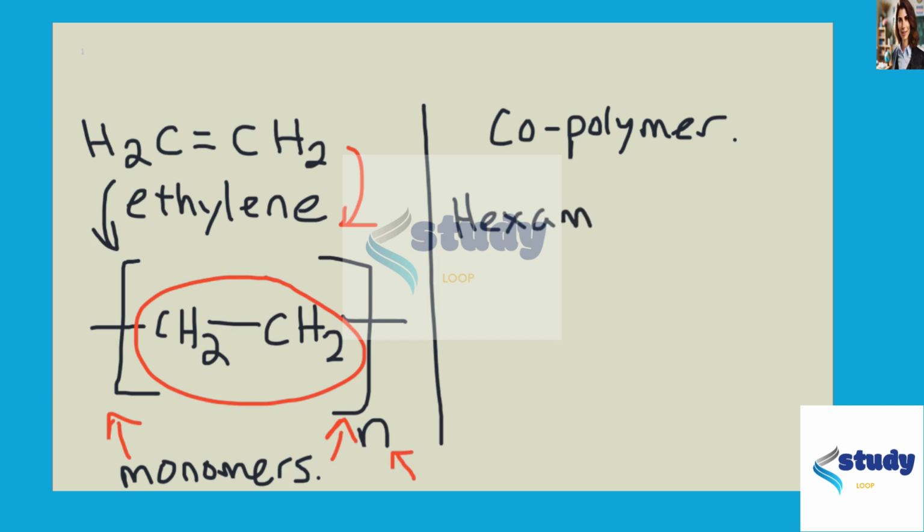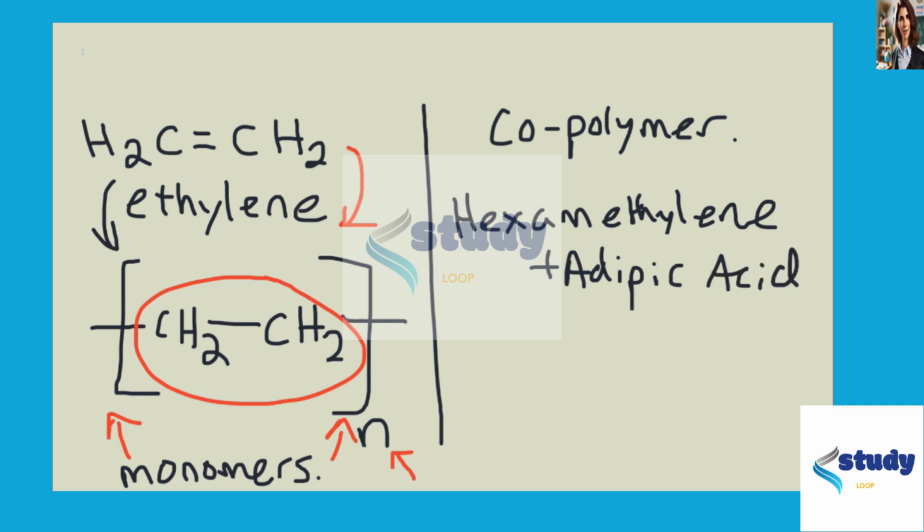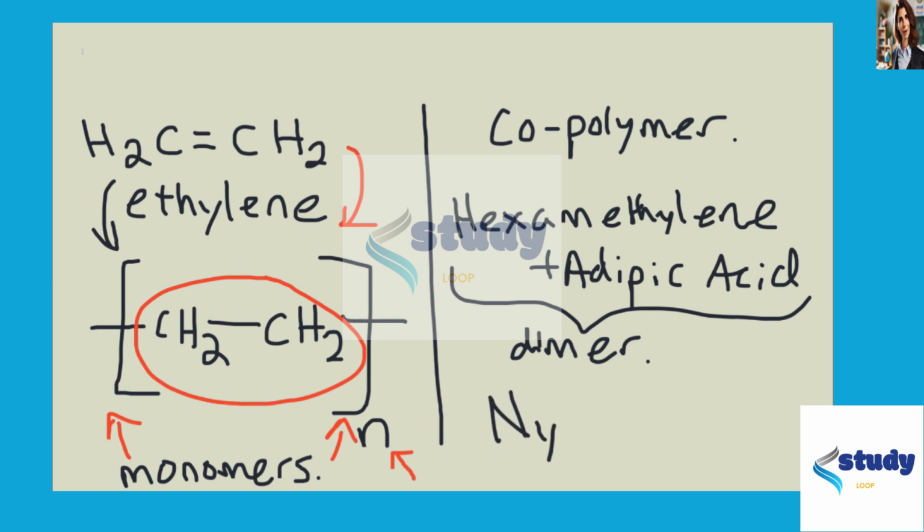takes two molecule types that I'm not going to draw all out. So if we take hexamethylene and adipic acid, they're going to make a subunit called a dimer. And the dimer is going to polymerize the same way that our monomer does with our polyethylene. And these are actually the components that make nylon, formerly referred to as nylon 66.